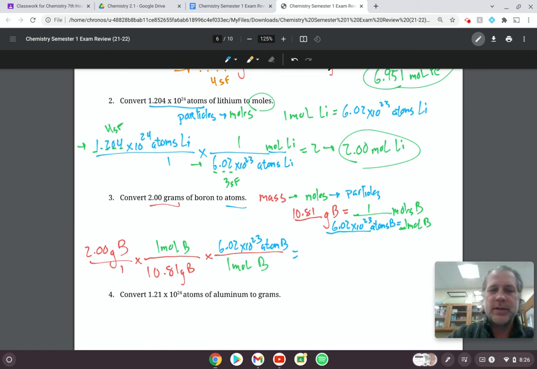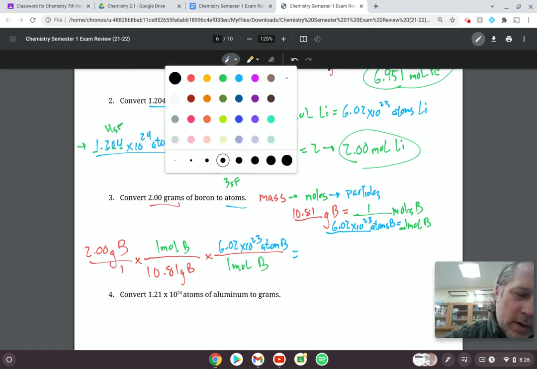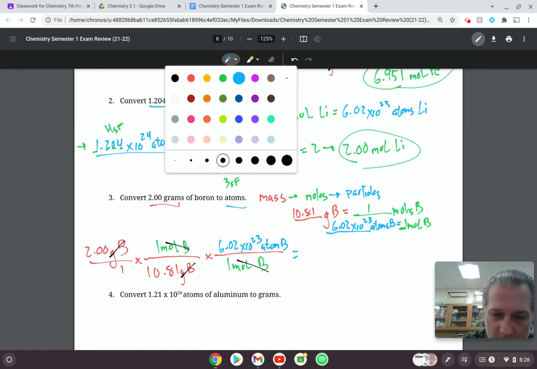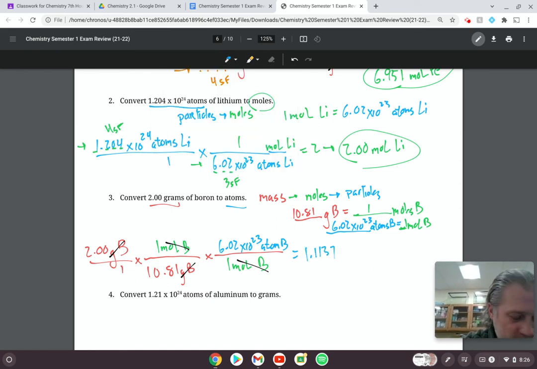So now hopefully you can see here that the units, grams of boron cancel out, moles of boron cancel out, and I'm left with atoms. So now I'm going to multiply straight across. So I'm going to take 2 times 6.02 times 10 to the 23rd divided by 10.81. And this gives me a calculator value somewhere in the ballpark of 1.113783534. And my calculator says E23. Now, we don't write E23. We have to write it as times 10 to the 23rd.